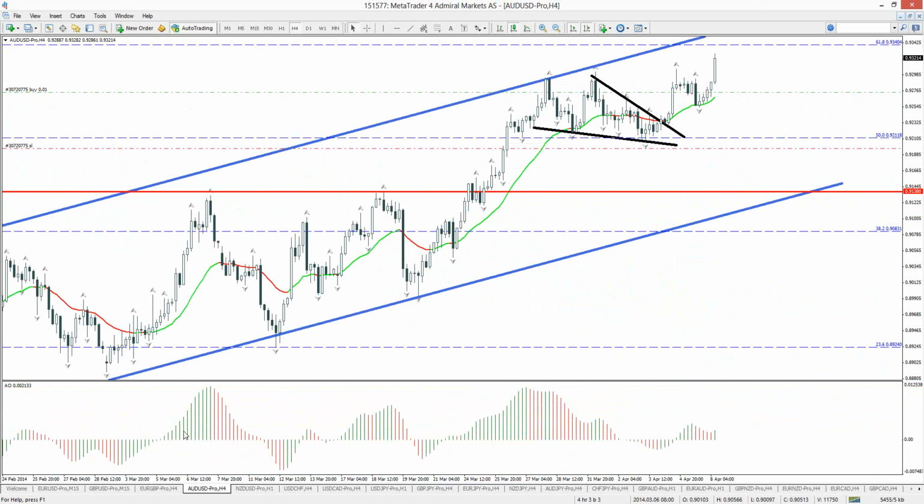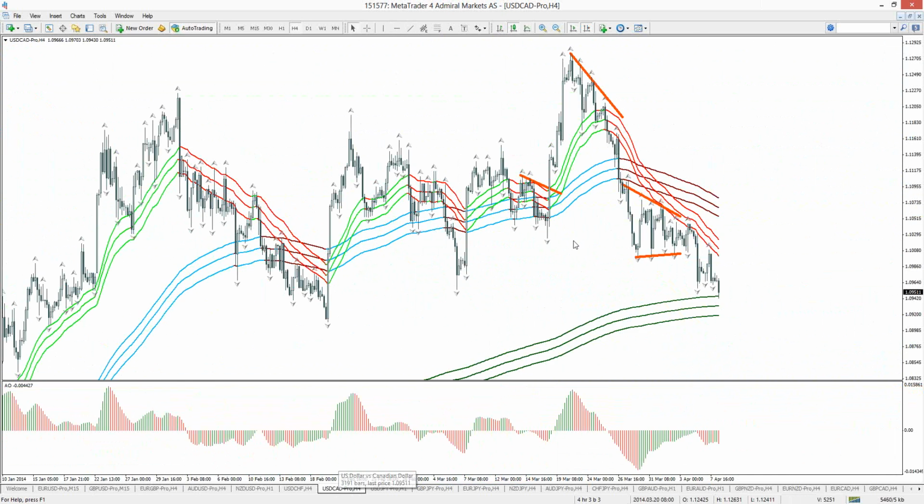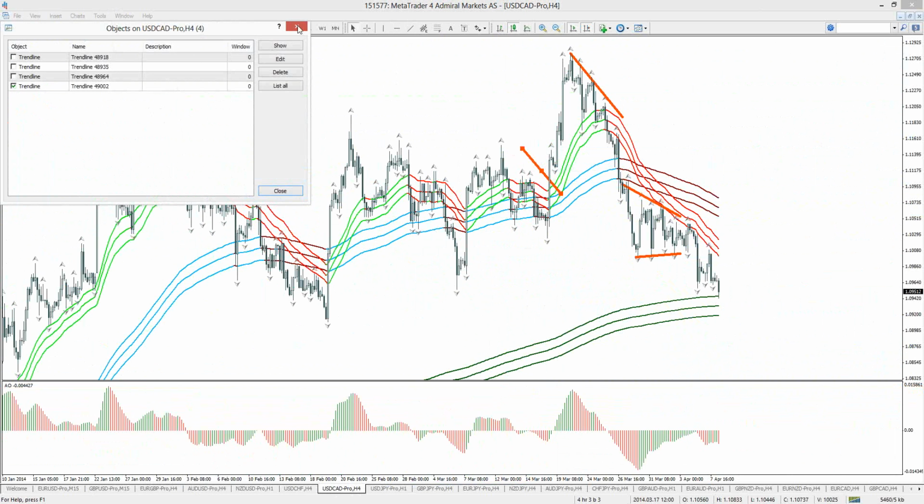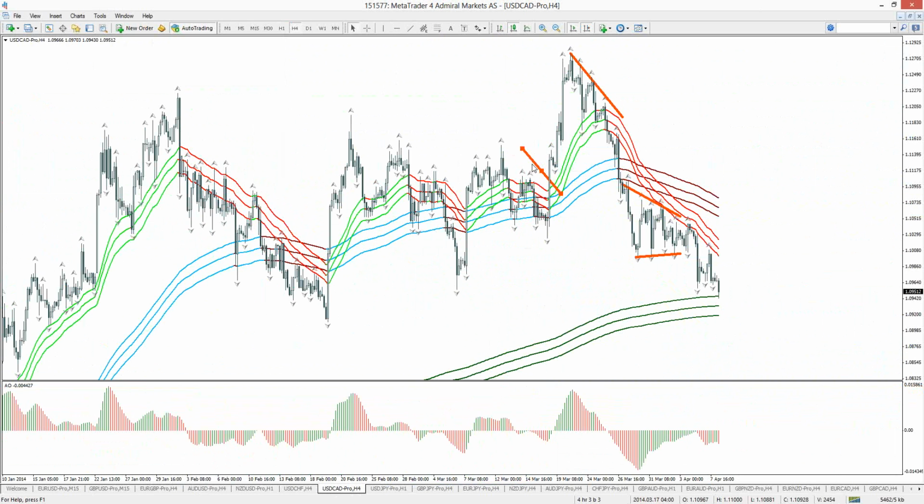Dollar CAD? Sure. Let's take a look at the dollar CAD and then the euro dollar. Got some trend lines here. Those are old, let me take them away. Yeah, we didn't look at the dollar CAD. You're right, actually.